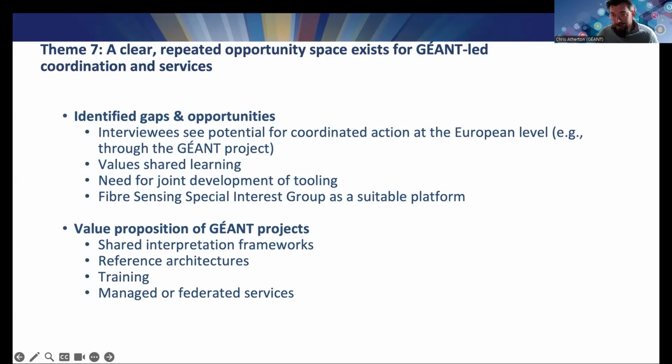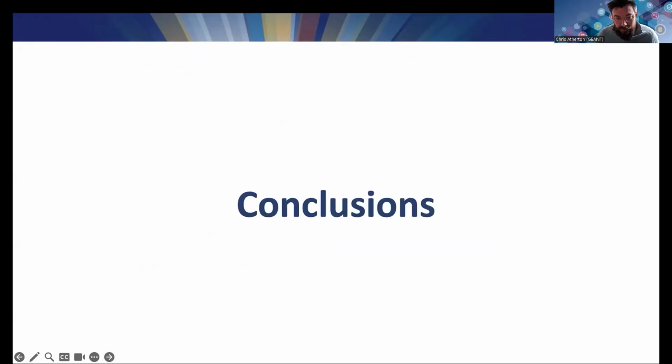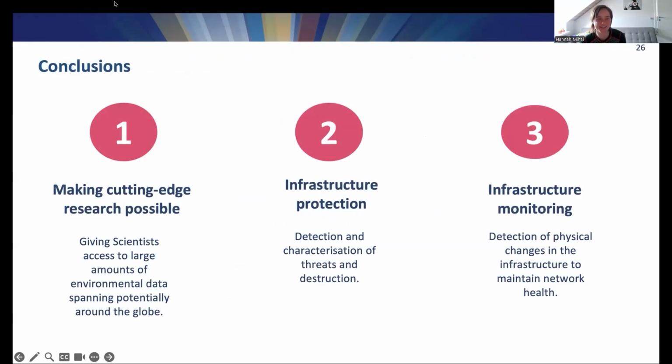So I've spoken a lot about the different themes. I'm going to hand back over now to Hannah, who's going to go through the conclusions. We have now, from the survey and from the interviews, reached three main conclusions that you could probably already hear through the presentation so far.